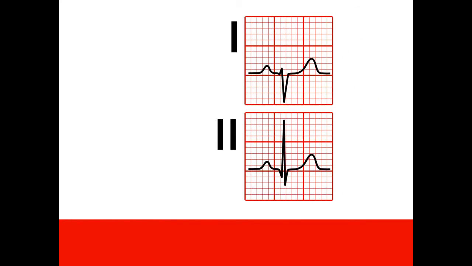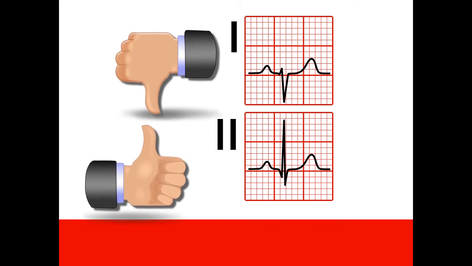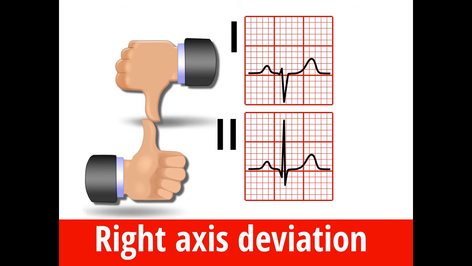If lead 1 is negative and lead 2 is positive, your thumbs are heading right for each other and that's right axis deviation.